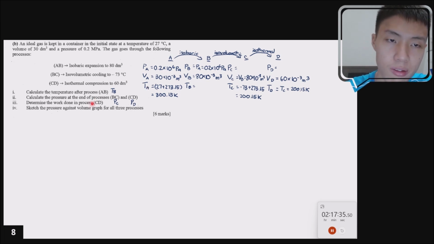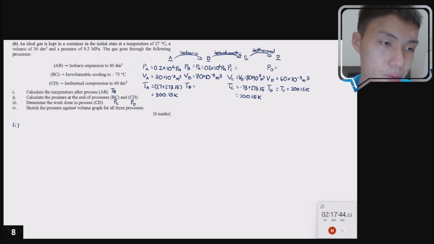Then they ask for work done for process CD, so you have to find work done for an isothermal process. And you need to sketch the pressure against volume graph. Okay, let's move on with step 1.